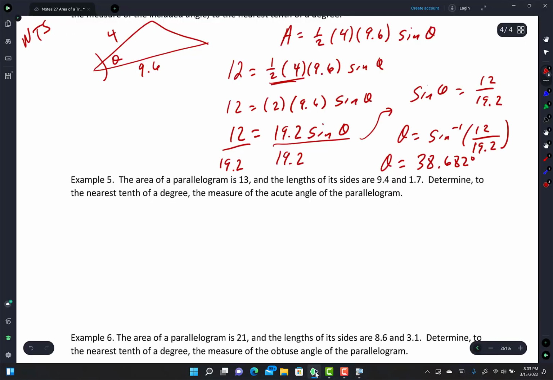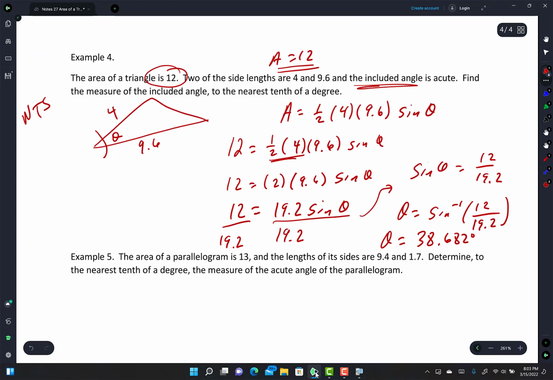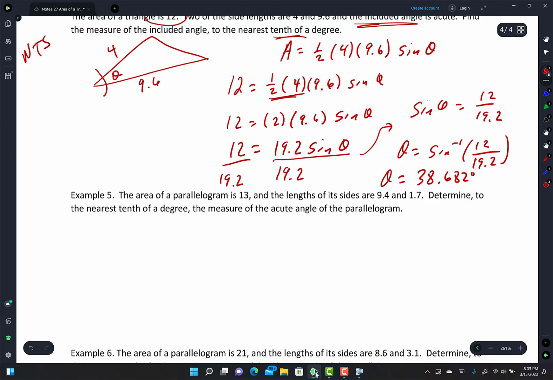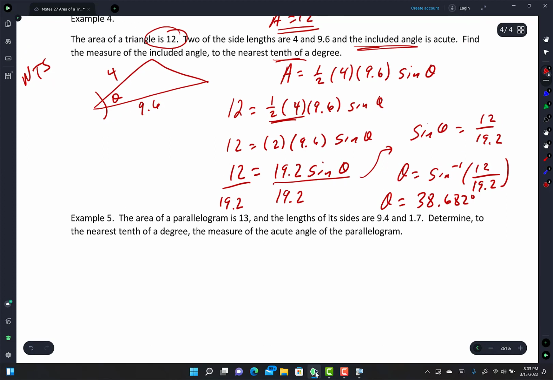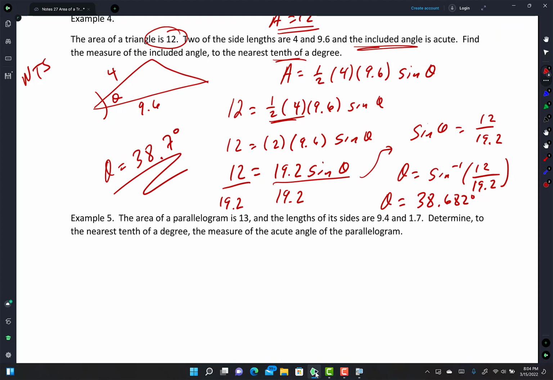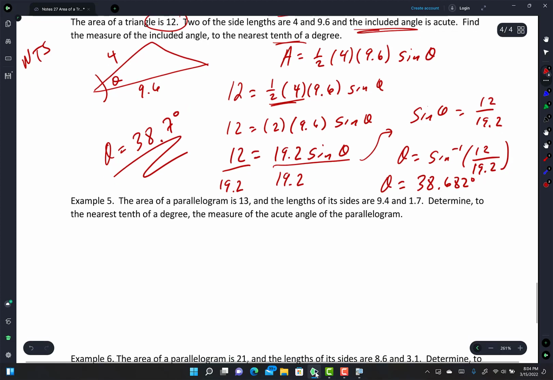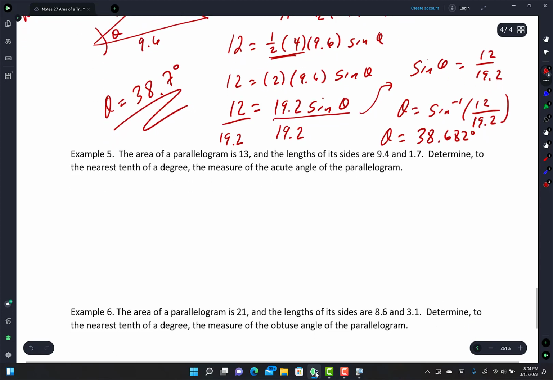38.682 degrees. I think I remember them telling me, find the measure of the included angle to the nearest tenth of a degree. So nearest tenth, so 38.7. So theta equals 38.7. Sorry, guys. There we go. Find the measure of the included angle to the nearest tenth of a degree. Yeah, we're good. All right, let's keep going.